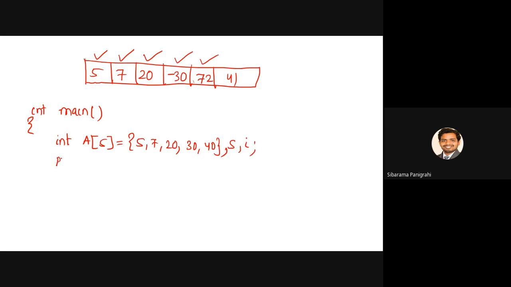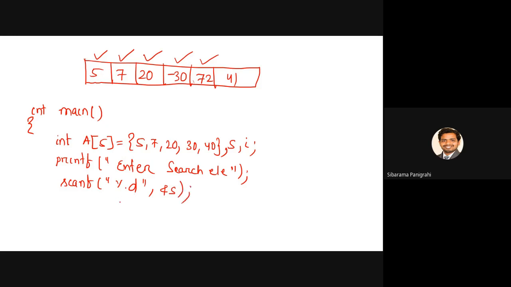Next, let me ask the source element. So printf, enter source element. Then I will accept the value: scanf, %d, &s. Next, I have to compare it with the first element, second element, third element, fourth element, up to the fifth element. So I will take a for loop: for i equal to 0, i less than 5, i plus plus.